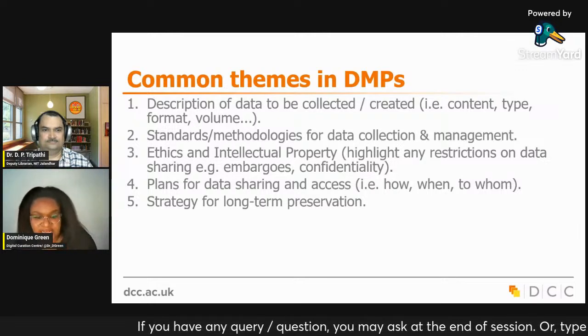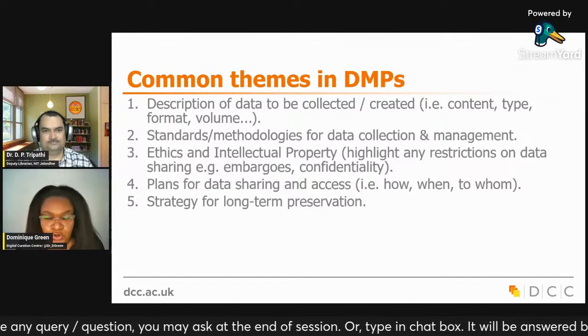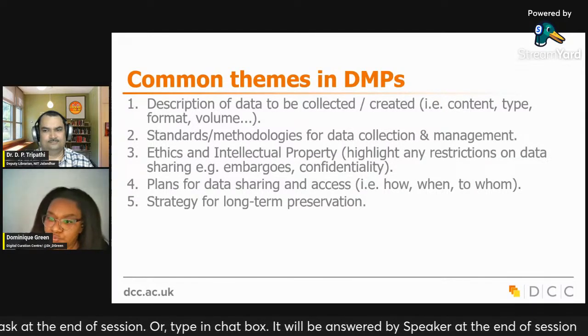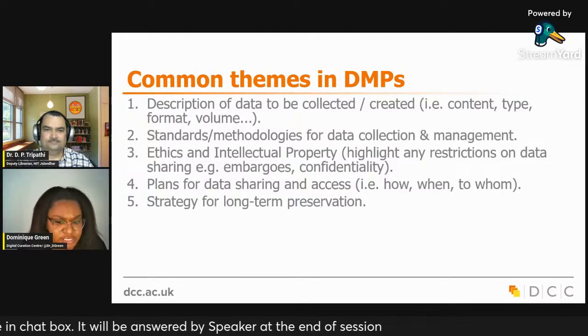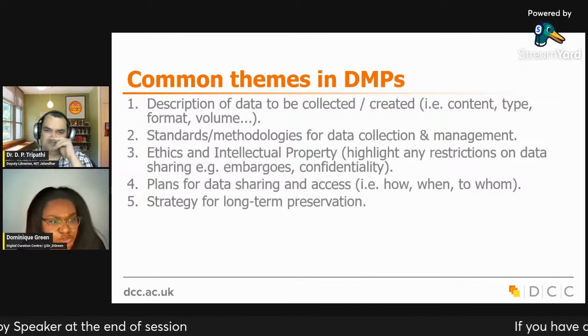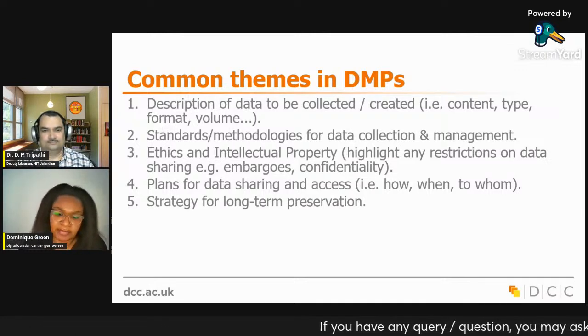That's what I mean when I say metadata. And there's different standards on how you write your metadata that's available. So the data management plan should also cover any ethical issues. It should take into consideration any intellectual property rights, if that's applicable.